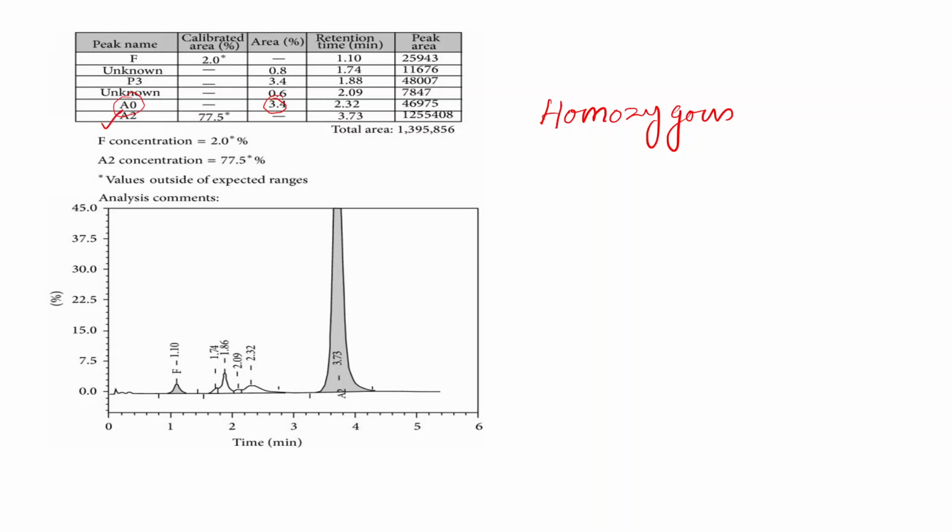That is the A2 peak. In the A2 peak, we have got 77.5% here. So if it is more than 70% in the A2 peak, what will it be? It will be homozygous HbE. Okay.